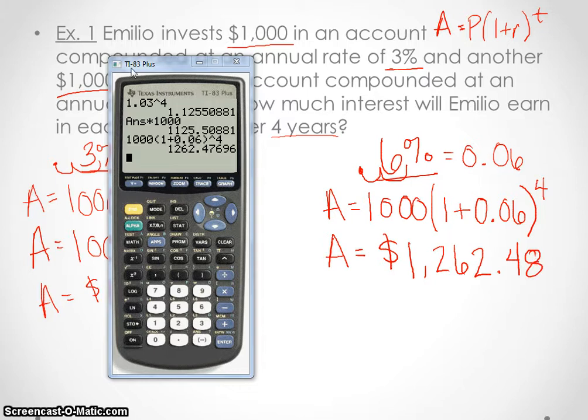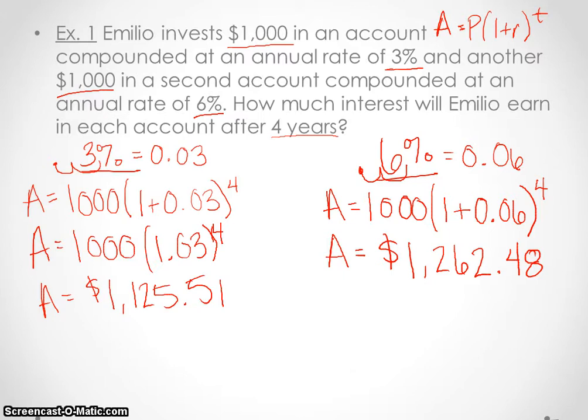Alrighty. So there's our answer for that guy. Now, we have to be careful here because you might just box both of these up and call that your answer. Maybe you'll add them together. But really, what are they asking you here? They want to know how much interest Emilio is going to earn. So the numbers we have here are the total amount of money in each account.